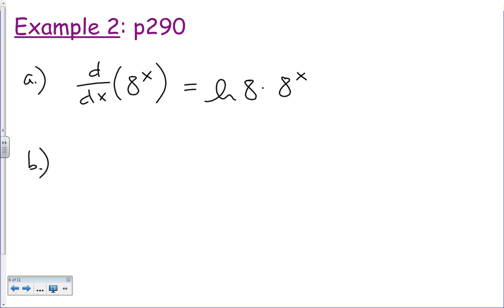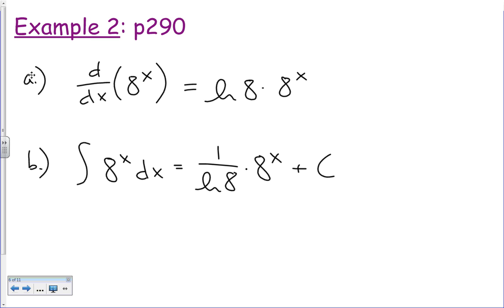And for part B, this time they ask us to integrate, the integral of 8 to the x dx. Again, you can either do a change of base to base e and then integrate that base e exponential function, or use the rule that we already know. I'm going to use that rule. Whichever way you want to do it is up to you, but it's 1 over the natural log of the base times your exponential function, which is 8 to the x plus c. All right, and there's our derivative and our antiderivative for 8 to the x.